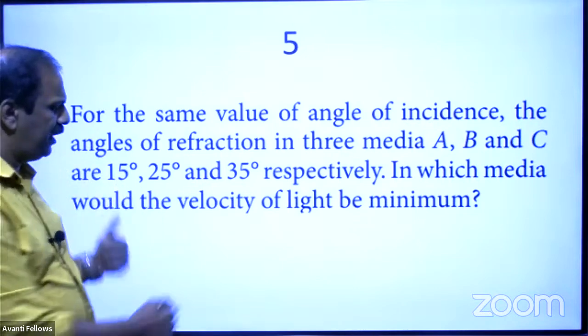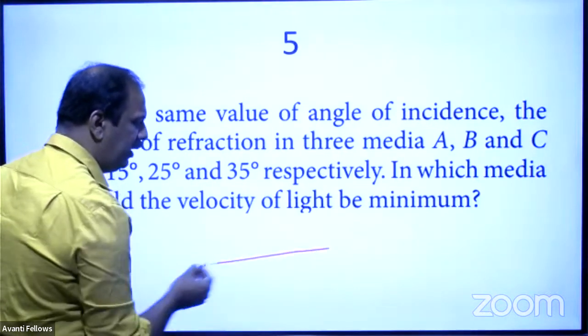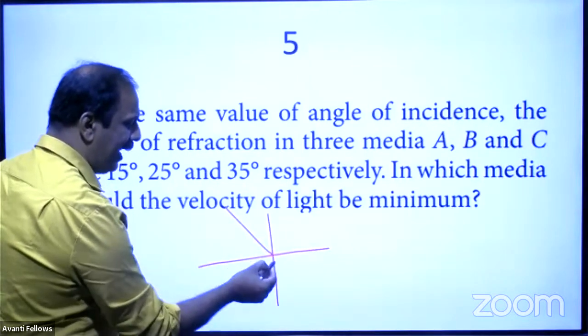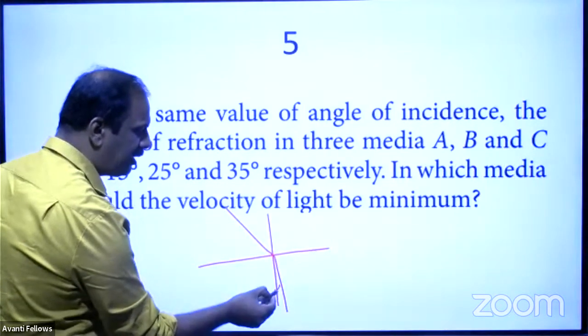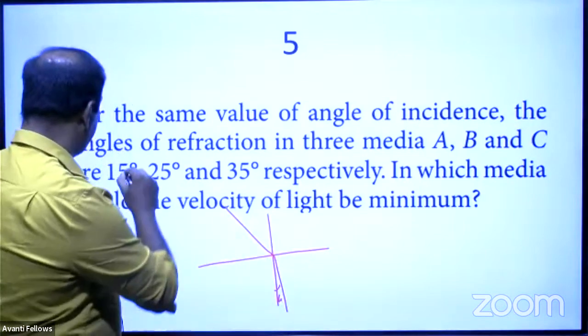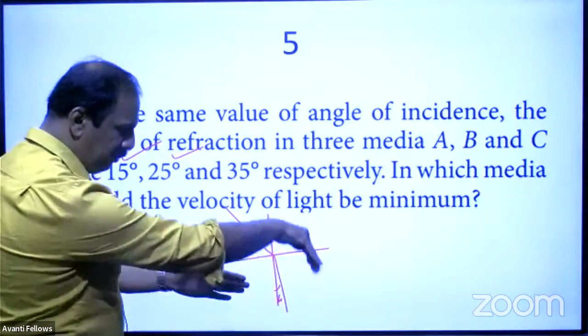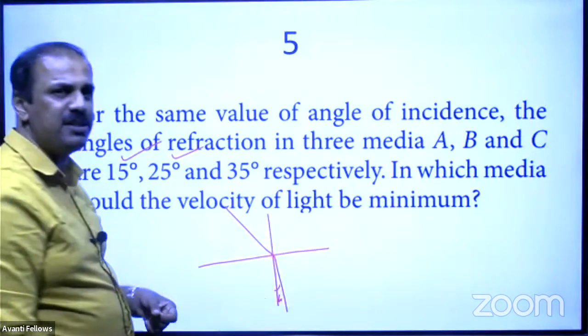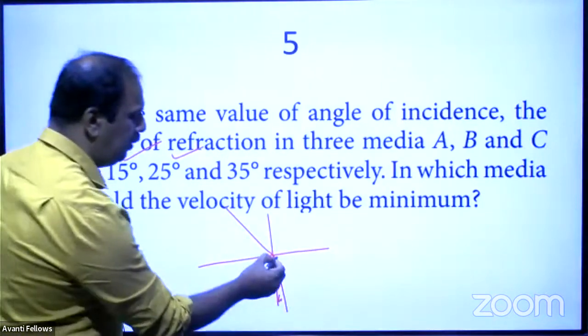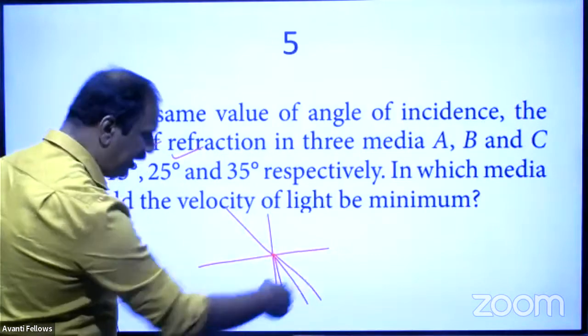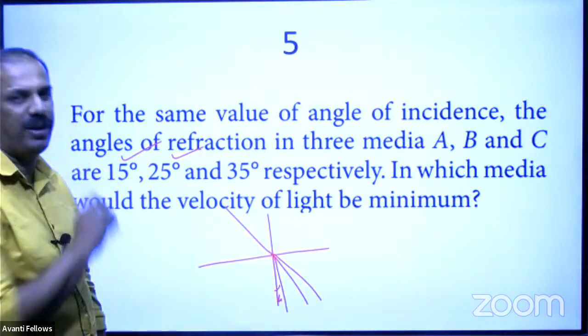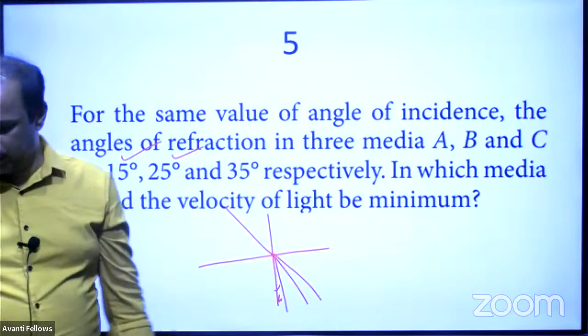So from this one, otherwise you can do it like this only. It is coming like this, and it is bending more towards the normal. So the angle is very less, which means this will have a higher refractive index. This will have a lower refractive index, because when it bends more towards the normal, the refractive index is high. That's all. So with three different media, it is going in three ways. Where it is bending more, that will have more refractive index. That's how you have to do it.